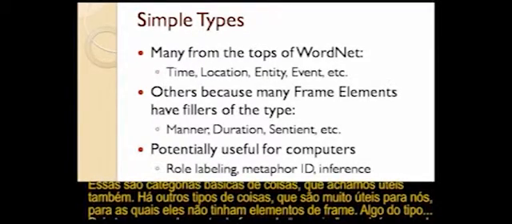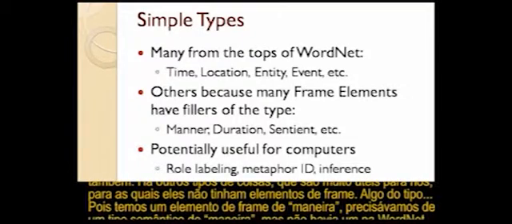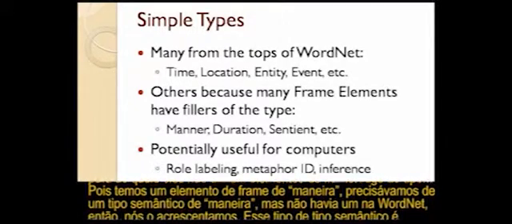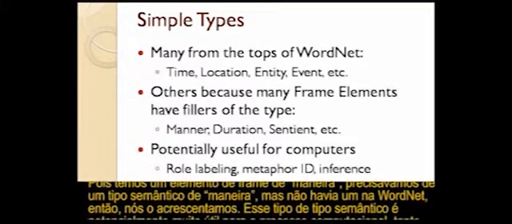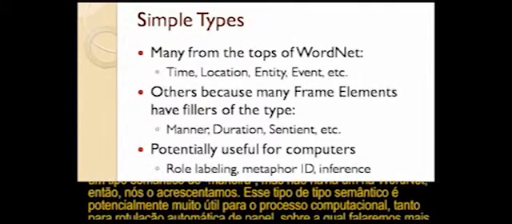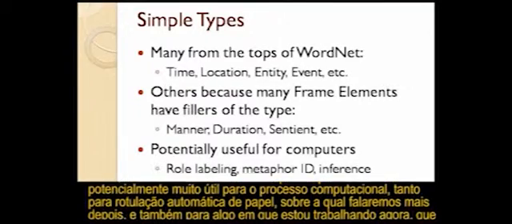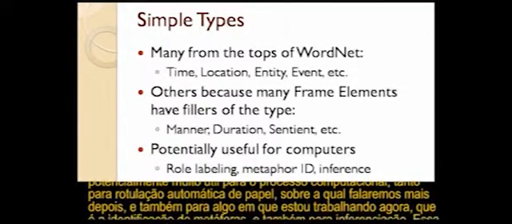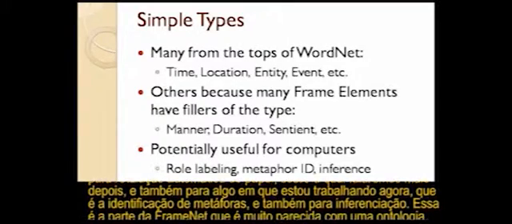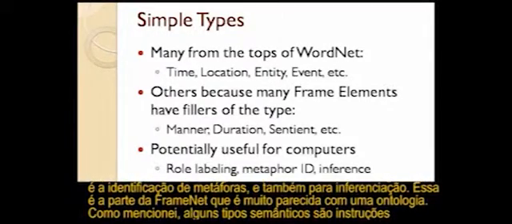But then there are some kinds of things that were very useful to us that they didn't have frame elements for. So things like, because we have a manner frame element, we needed a manner semantic type, but they don't have one in WordNet. So we added them. This kind of semantic type is potentially quite useful for computational processing. So both for automatic role labeling, which we will talk about more later, and also for something I'm working on now with metaphor identification, and also for inferencing. This is the part of FrameNet that is very much like an ontology.